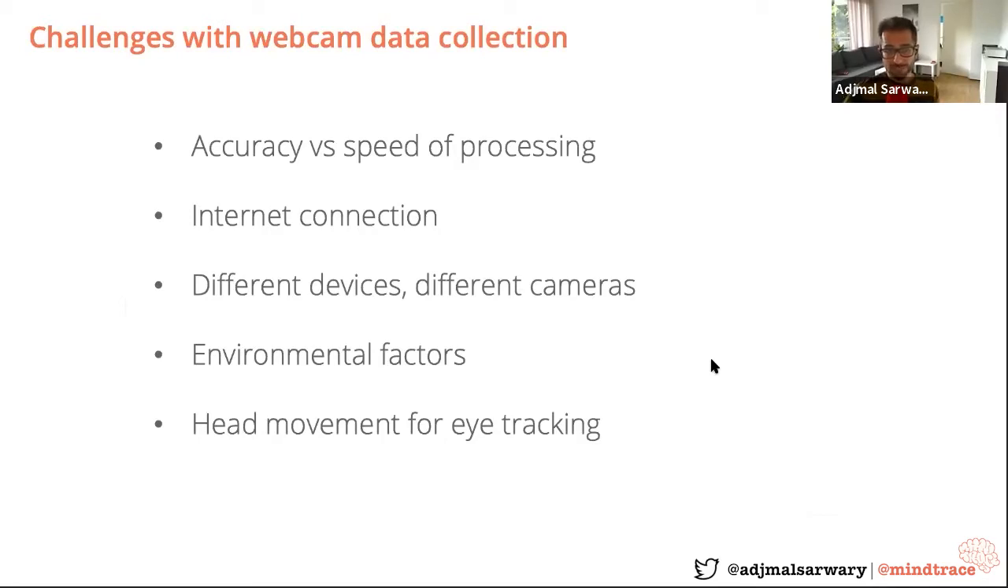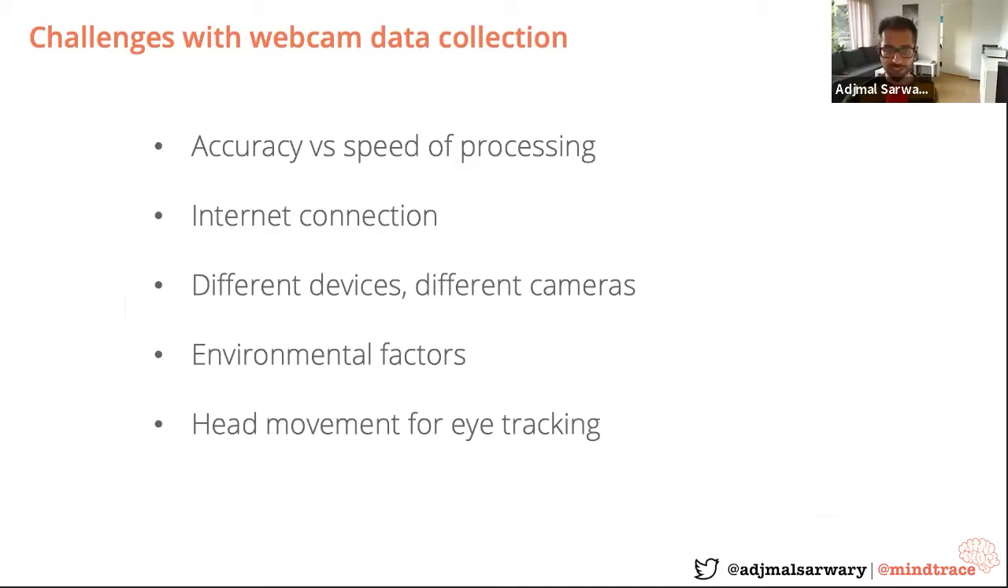Then the challenge with webcam data collection is always a bit of an accuracy and speed of processing trade-off. If you want to run it on the client side and you want very high accuracy, you run the risk that you melt the computer of the participant, or that a lot of participants can actually not participate because they don't have the specs to support it. But that's then with the accuracy. So if you want faster speed and accommodate multiple participants, you have the cost-benefit analysis right there. Gaia has mentioned already internet connection.